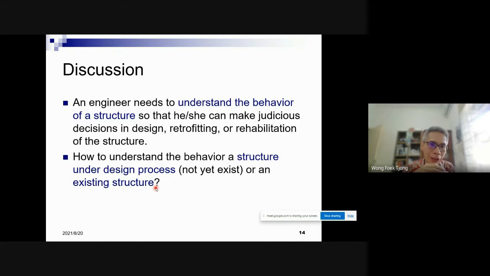If you become an engineer, when you work, you have to do a design or to retrofit a structure or rehabilitation, maybe because of earthquake and so on. What do we need to know or to understand when we are doing, for example, design of, let's say, buildings?